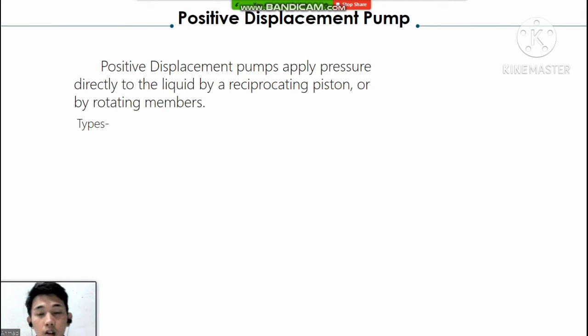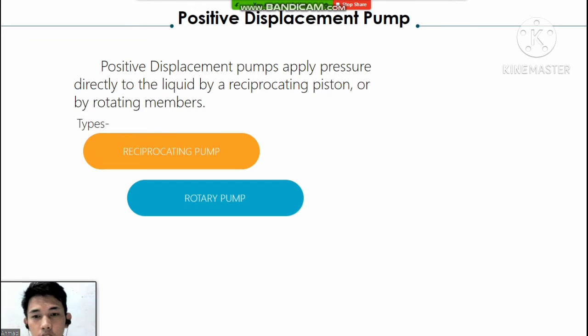Okay. On this slide, I will explain about positive displacement pump. Positive displacement pumps apply pressure directly to liquid by a reciprocating piston or by a rotating member. There are two types of positive displacement pump. First, reciprocating pump. Second, rotary pump.